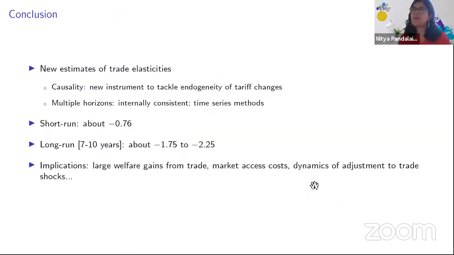Okay, so that's it. I'm going to wrap up. I'm not going to talk about the model. We have a model in the paper, but really what we're doing in this paper is trying to provide new estimates of trade elasticities, thinking very carefully both about causality and about the time horizon of estimation. And what we're finding is that the short run and the long run elasticities are low, and the long run in particular is lower than what is commonly used in the literature. Thank you.